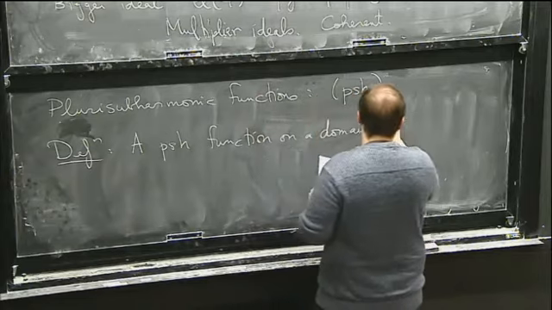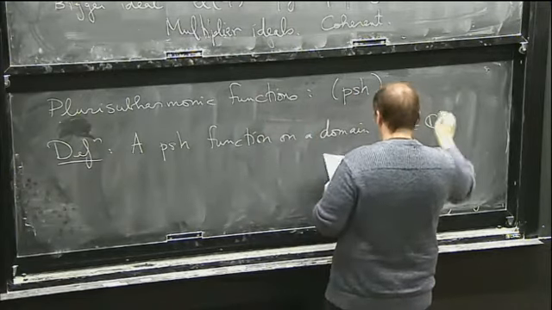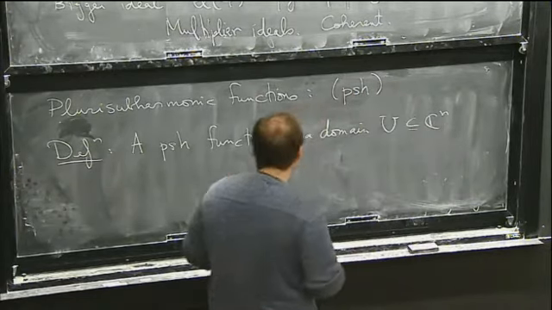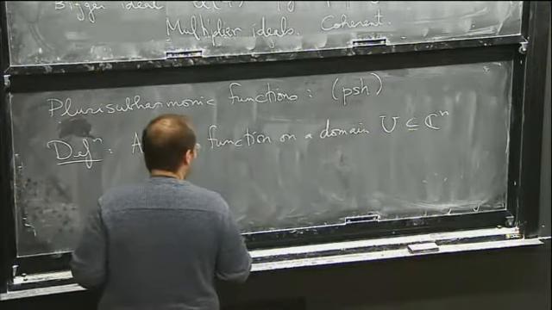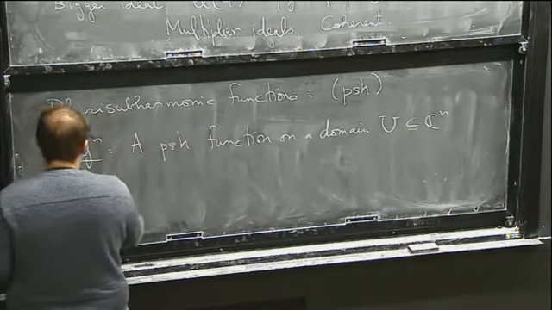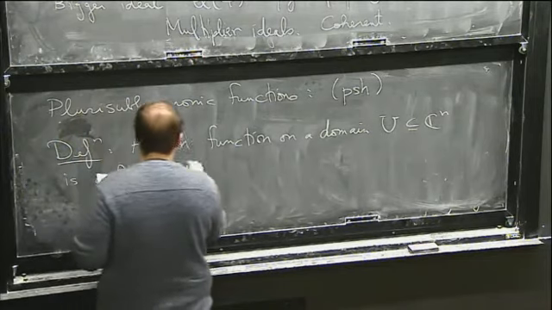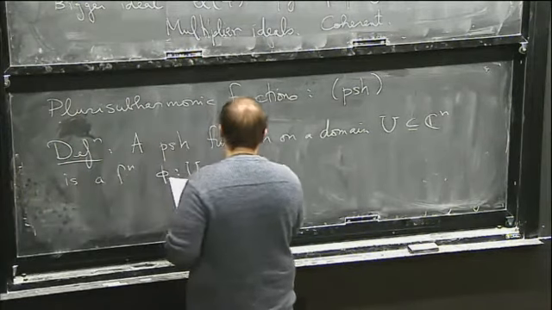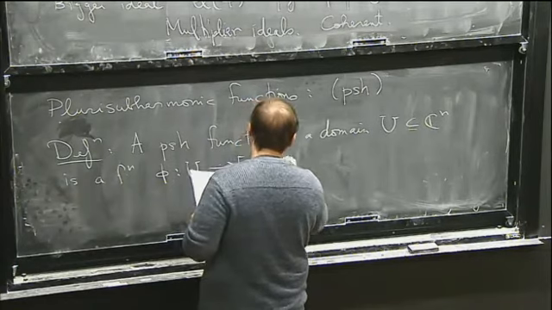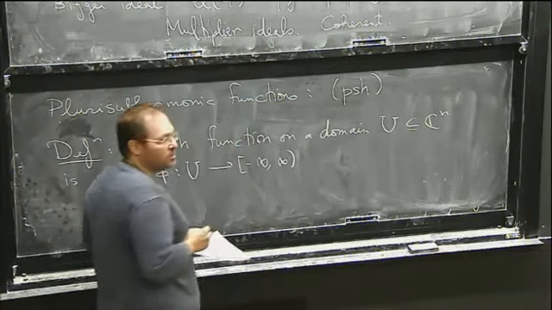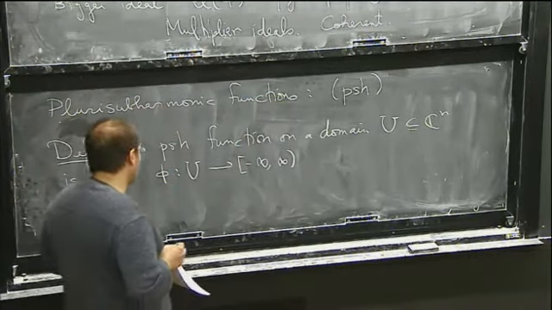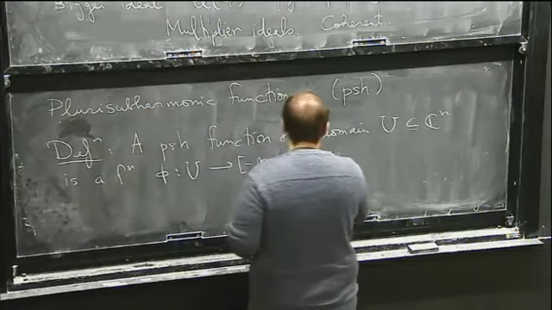We'll start with a local version of this. So a plurisubharmonic function is a function phi from U. It's allowed to take on the value minus infinity, not allowed to take on plus infinity. We ask for it to be upper semi-continuous.